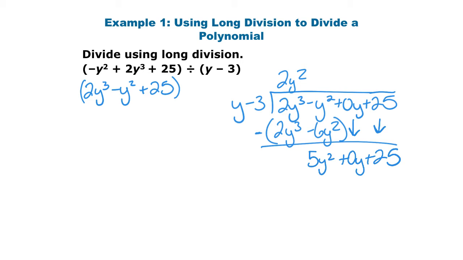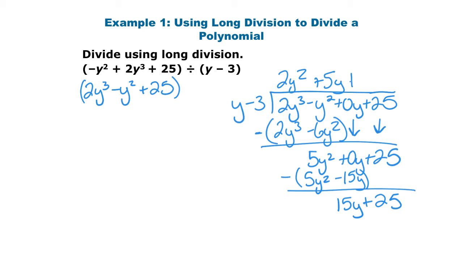And now we are going to do plus 5y up here because that times y is going to get me 5y squared. And 5y times -3 is going to be -15y. And again, we subtract everything, use my parentheses to remind myself. Here I'm going to have a positive 15y plus 25. So now up here we have plus 15 because 15 times y is going to get us 15y. And then 15 times -3 is going to be -45. Subtract all of that. I end up with a positive 70 down here.